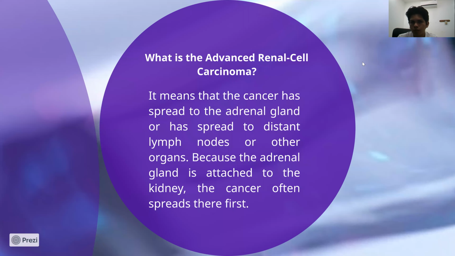So what is this disease? What is advanced renal cell carcinoma? It means that the cancer has spread to the adrenal gland, or has spread to distant lymph nodes or other organs. The adrenal gland is attached to the kidney, and cancer often spreads there first.